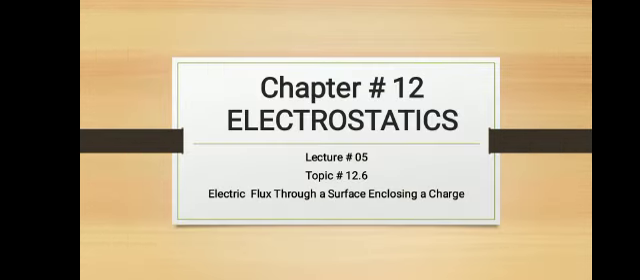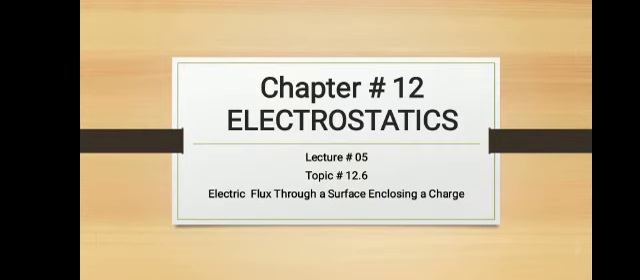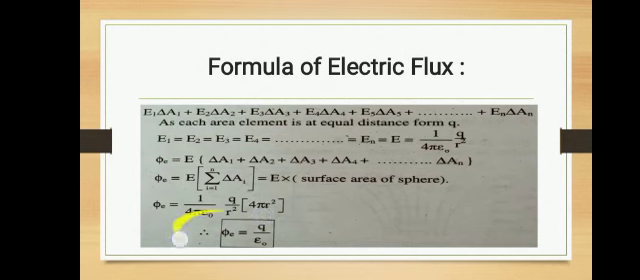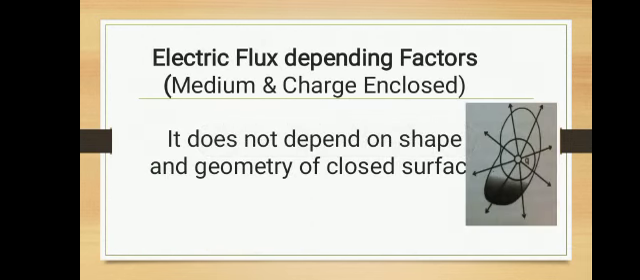We have discussed electric flux and electric field intensity, and in this lecture we have learned how we can calculate electric flux through a closed surface, and we have calculated the electric flux formula, electric flux depending factors, and electric flux not depending factors. These are the factors on which electric flux depends, and these are the factors on which electric flux does not depend.